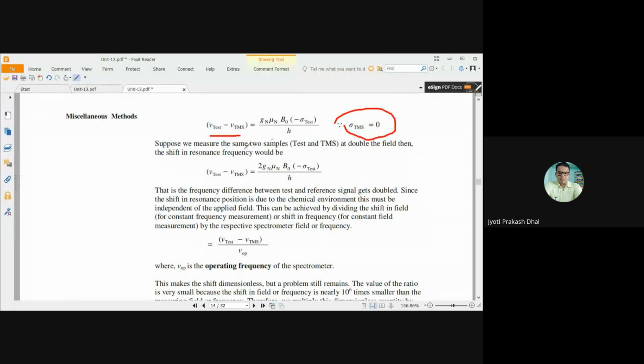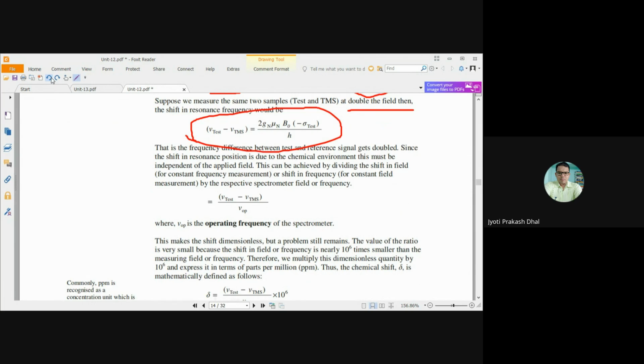Suppose we measure the two samples, test and TMS, at a double field. That means if the applied field is doubled, then you have to multiply by 2 here. In the first case the applied field is B0; in the second case the applied field is double, and we get this value. So the frequency difference between the test and reference signals gets doubled. Since the shift in resonance position is due to chemical environment, this must be independent of the applied field.